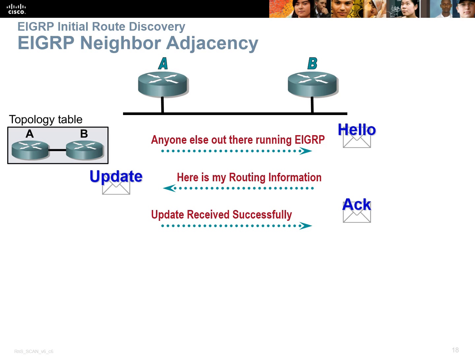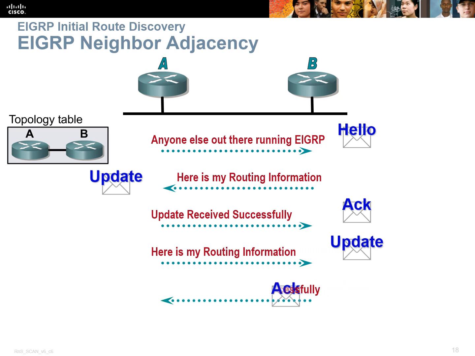Now these 2 can see each other, and router A has the topology that it's learnt from router B. Then router A says, you know what? Here's my route table. Here's all the stuff you need to know about me. And like all updates, it must be acknowledged. And now we have convergence. Router A and router B have said their hellos, they've seen each other, they've updated and acknowledged, and they have formed a neighbor adjacency.